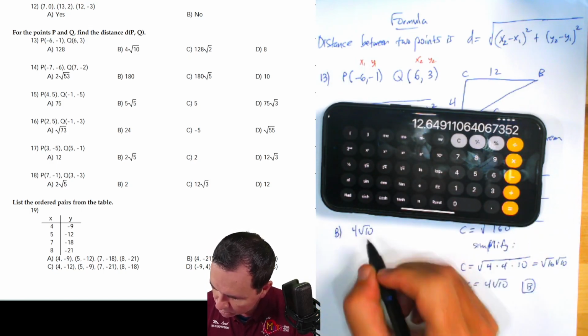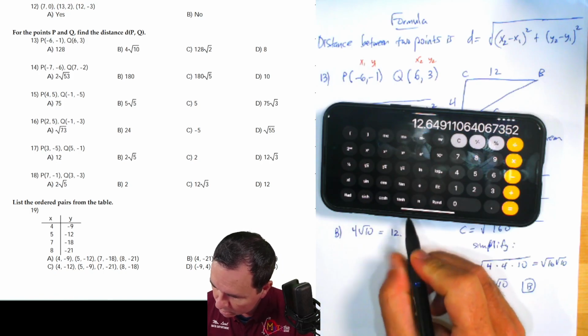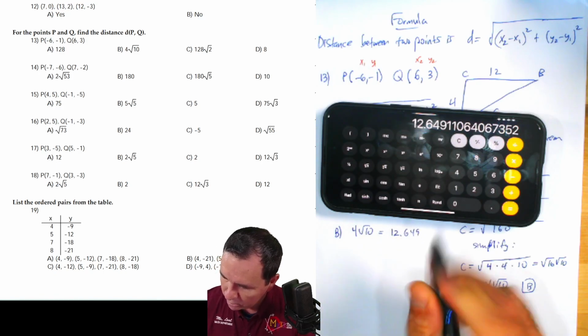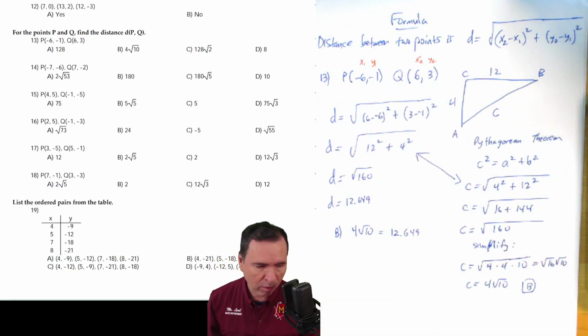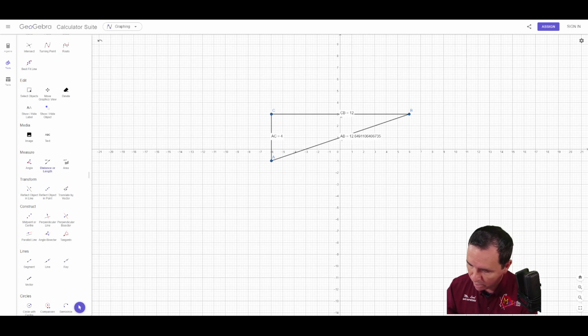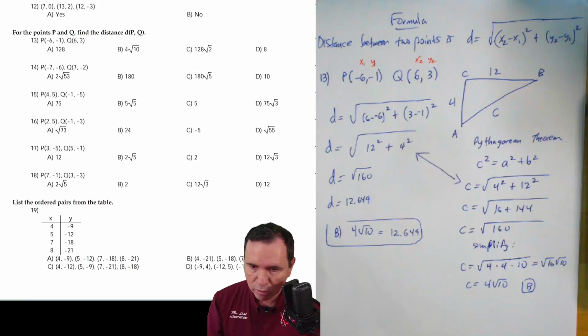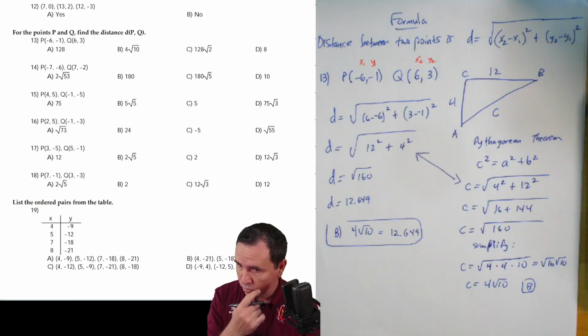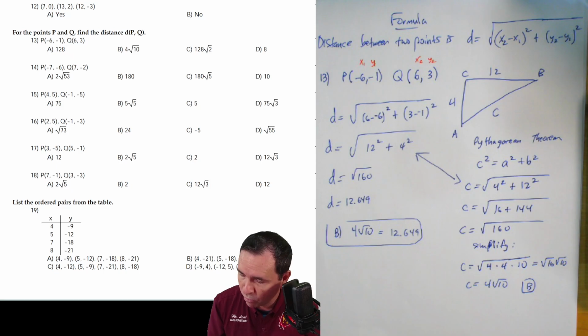Okay, notice how this ends up being 12.649. So all this time, if you recall, when we looked at the picture over here, it said 12.649. You can just go and match it to whatever answer you have there. That'll be another way to get the answer. So I'm showing you 3 different ways to get the answer. All right, I'll do number 15.